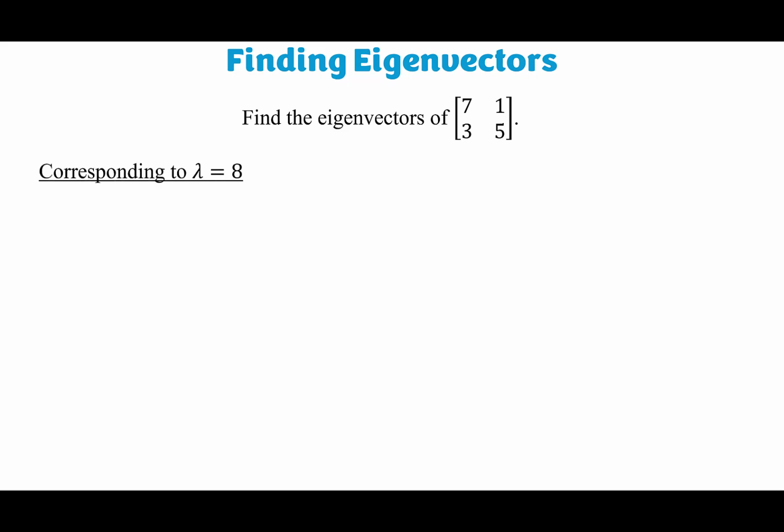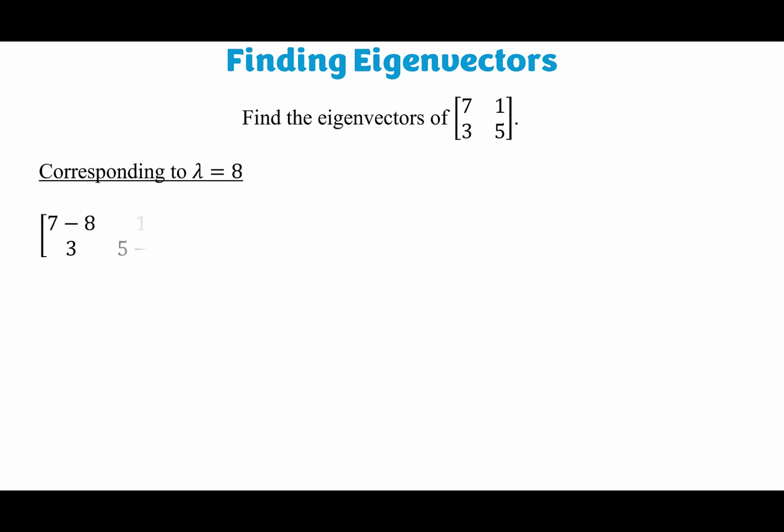All right, we found the eigenvalues of the matrix 7, 1, 3, 5. So now let's find the eigenvectors corresponding to those eigenvalues. Right? So corresponding to lambda equaling 8. So what do we mean by corresponding? Well, by definition, we have Ax equals lambda x. So we have Ax is equal to 8x. So what vectors x are getting purely scaled by the matrix and getting purely scaled by 8?